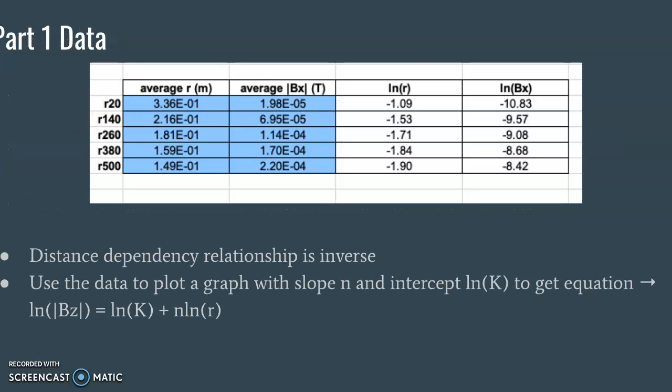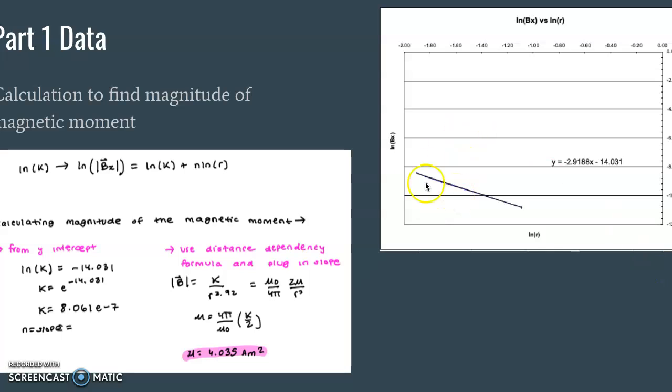Here is my data for part 1, which was for the distance dependency relationship. As you can see, as I increase the distance from the magnet to the magnetometer, I see a decrease in the average magnitude of the magnetic field. To validate this, we plotted the logarithm of both of these values to linearize it. We took the log of both sides, as you can see here, and got this equation, and then plotted it from the values to illustrate how we could see an inverse relationship.